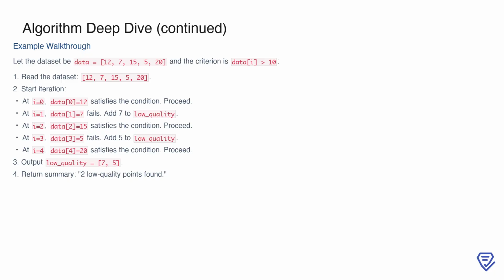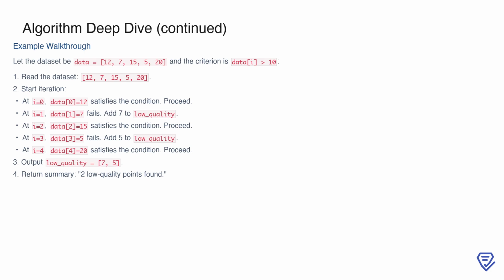Consider the dataset data equals [12, 7, 15, 5, 20], and the validation criterion data[i] > 10. First, the algorithm reads the dataset 12, 7, 15, 5, 20. It then begins iterating through each data point. At index 0, the value 12 satisfies the condition, so no action is needed. At index 1, the value 7 fails the condition, so 7 is added to the low_quality list.